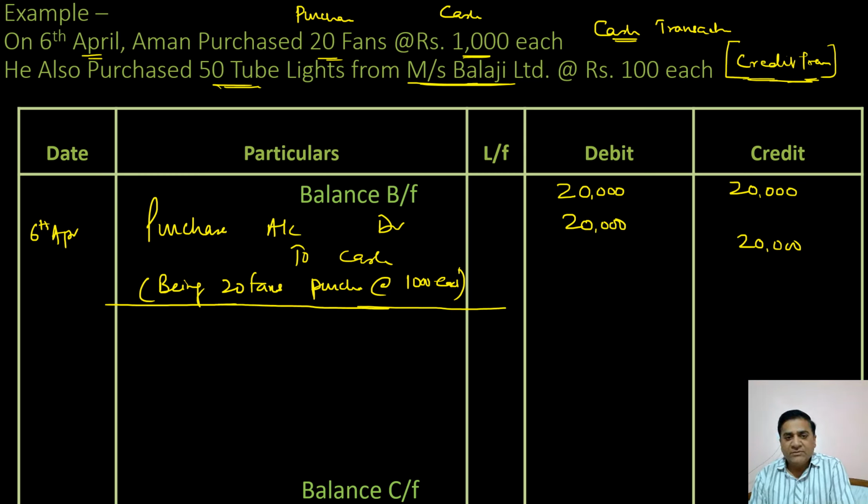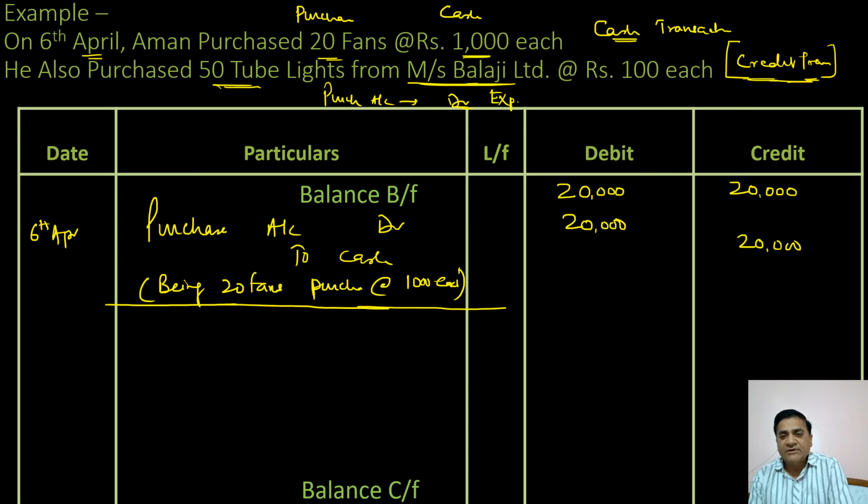Then I would be making the next entry, which is purchase of 50 tube lights from Balaji Limited. Again, my accounts involved here would be purchases and Balaji. As we know that purchases account is debited every time because it's an expense for us, or the other explanation would be goods are coming to us or my assets are increasing, so I am debiting that.